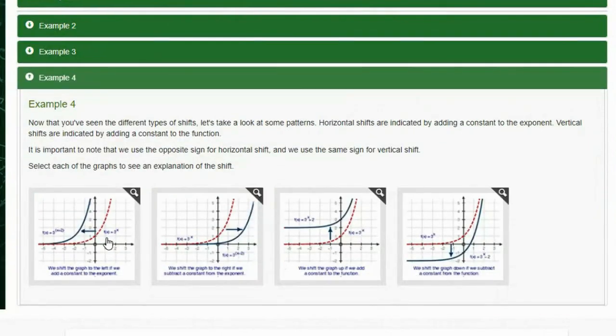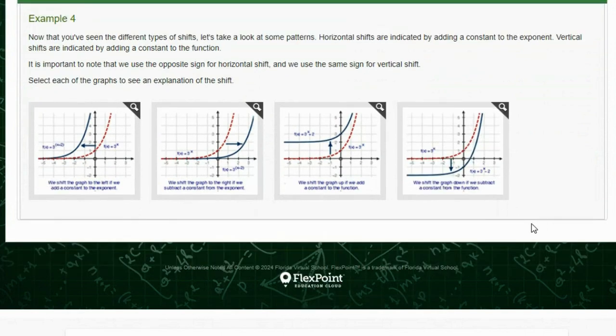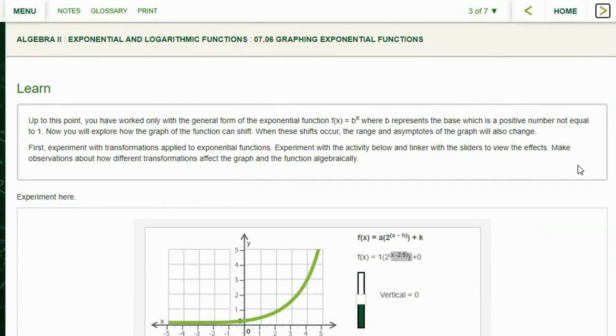And then the last example, just looking at all of them together. Just understanding how translations work, and it's exactly the same as it is with quadratics and all the other polynomials we've looked at. Page 4.